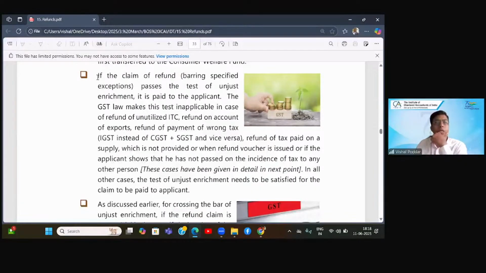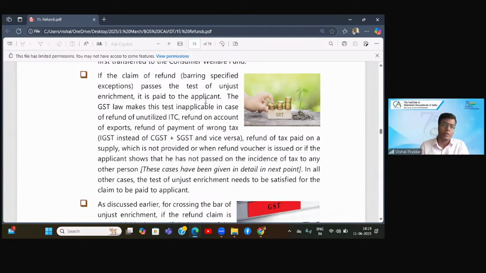Now, if the claim of refund passes the test of unjust enrichment, then only it is paid to the applicant. So this was my second point. So first you prove the eligibility that refund is maintainable. Second, you prove it is maintainable to you.